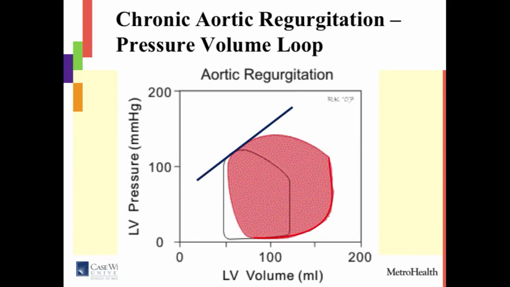Pressure volume loop in significant aortic regurgitation. Again, you have an increase in volume, so your stroke volume goes up. Now, most of that stroke volume does come out of the left ventricle, and that's why this is more of a combination of the pressure and volume lesion, and the pressure comes in because of the increase in the volume.